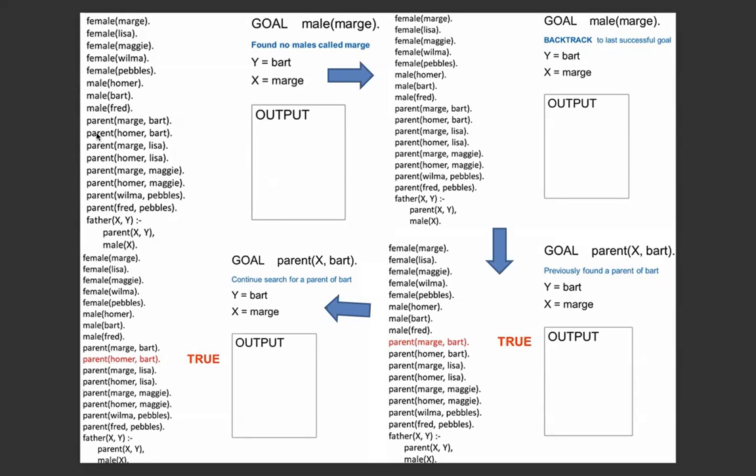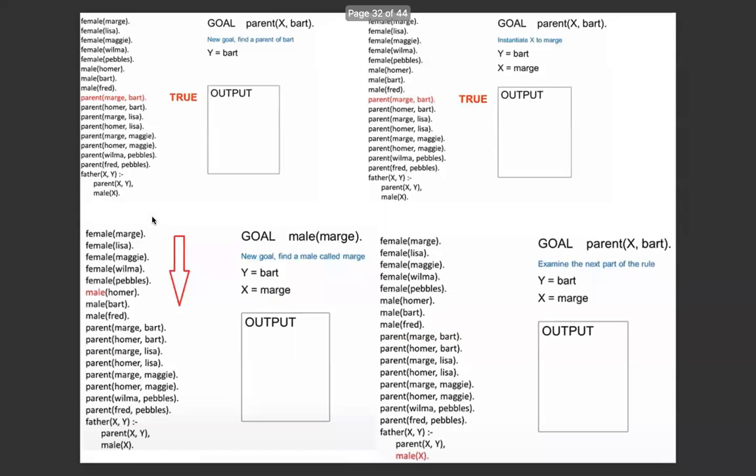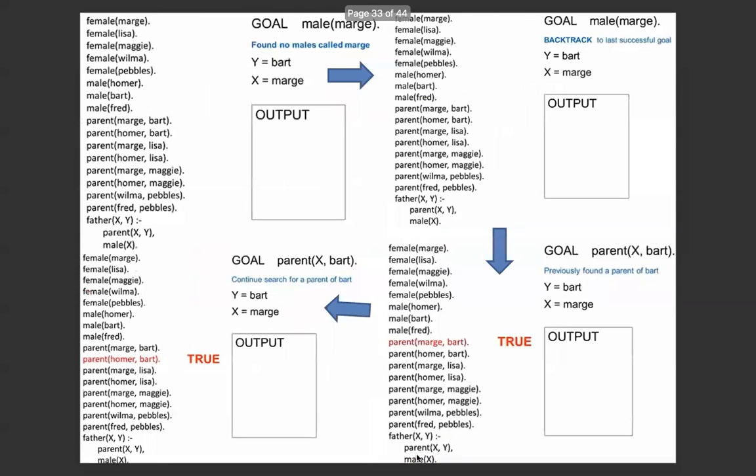Okay, that means after reading the entire knowledge base, it is established that there is no fact in which Marge is a male. So that means the second part of the rule in which Marge is a male is not true. So that means Marge is not a father of Bart. So I have not satisfied this part of the rule. That means the next thing I will do is backtracking. Now this step is known as backtracking.